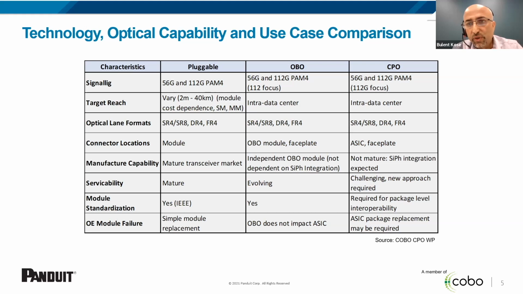So for OBO, the module is outside of the ASIC, so it doesn't depend on silicon photonics integration, so there's some benefit there. And for CPO, it's actually on the module piece of the ASIC, so that requires integration. For serviceability, as I mentioned, this is a big challenge especially for CPO, because you're on the ASIC, and that's very expensive equipment, and it's difficult to work in that environment.